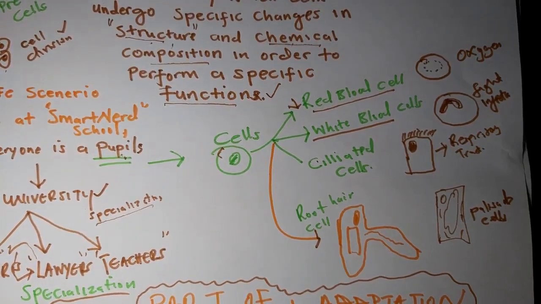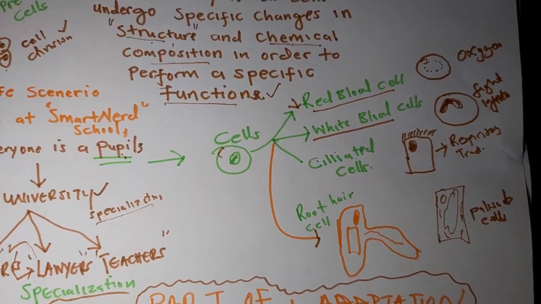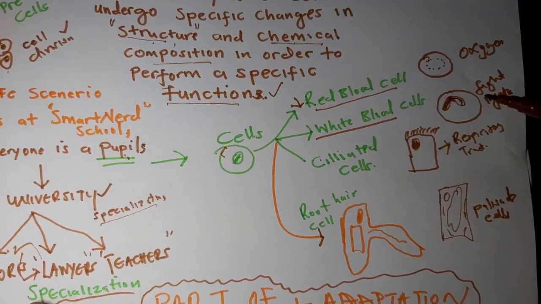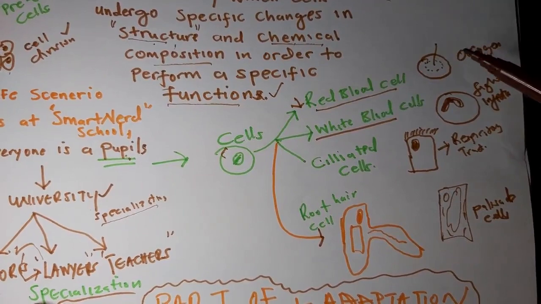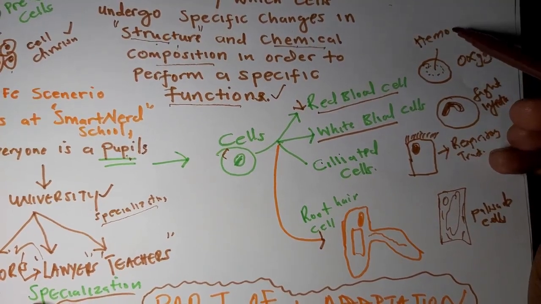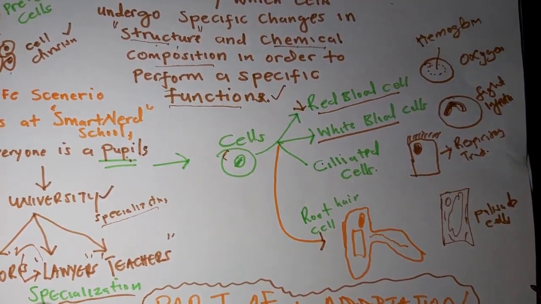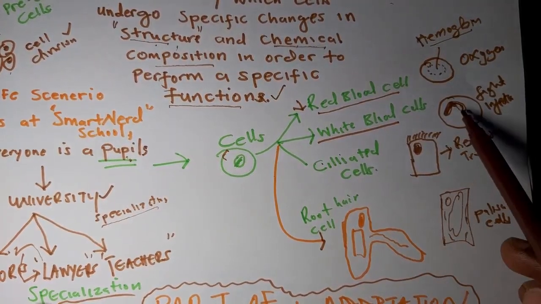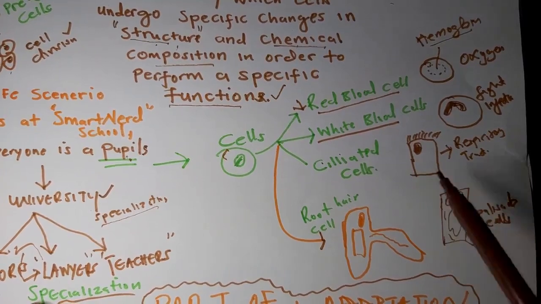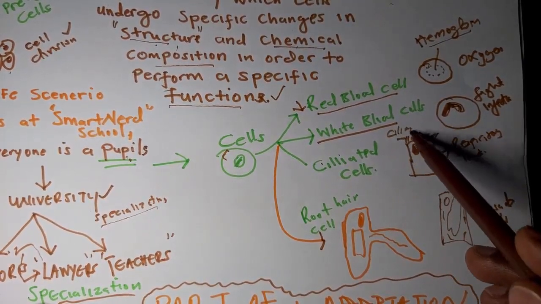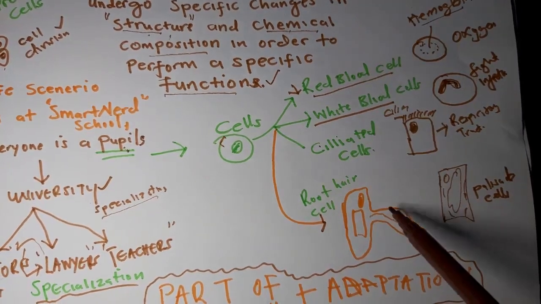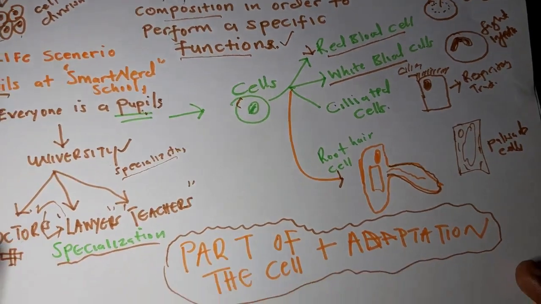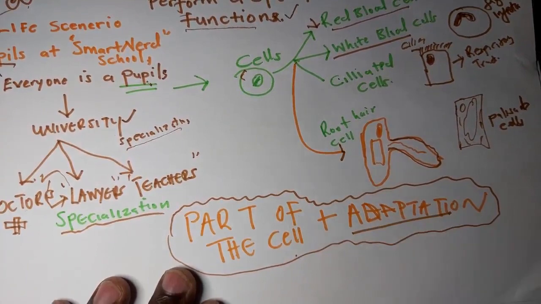So the key take-home message here is that these cells have a certain part that enables them to carry out a specific function. For example, in your red blood cell, this is hemoglobin. This is what allows the red blood cell to perform its function. In the white blood cell, you can look at its nucleus, which is made in lobes. In the ciliated cell, it has these cilia, which allow it to perform its function. The root hair cell has an outgrowth, which also allows it to perform its function. So that is cell adaptation: a part of a cell is adapted for that specific function.